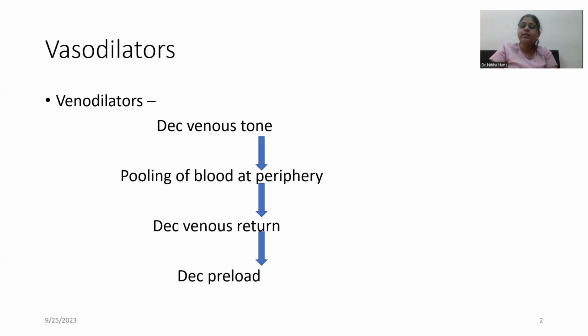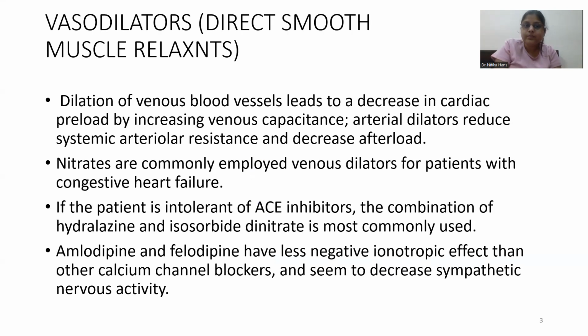Now, first of all, vasodilators. These are the venodilators or the arteriolar dilators. Venodilators decrease the venous tone and cause vasodilatation. So they decrease the venous return and increase the capacitance. Venous capacitance is increased, and they decrease the venous return and decrease the preload. Plus, they improve the venous capacitance. Dilatation of venous blood vessels leads to a decrease in the cardiac preload, increasing the venous capacitance.